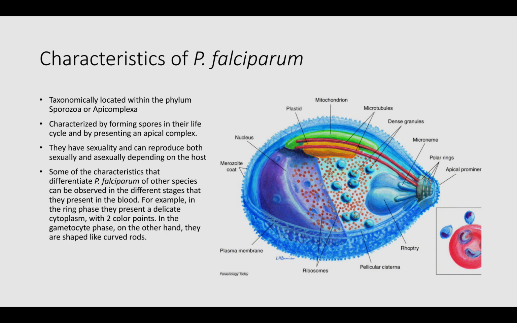Another way to differentiate this pathogen from other species is by looking at its cytoplasm in different stages of development. When it is in the trophozoite form, the cytoplasm is delicate and has two color points, which we call hemozoin, but the gametocyte phase cytoplasm is shaped like a rod.